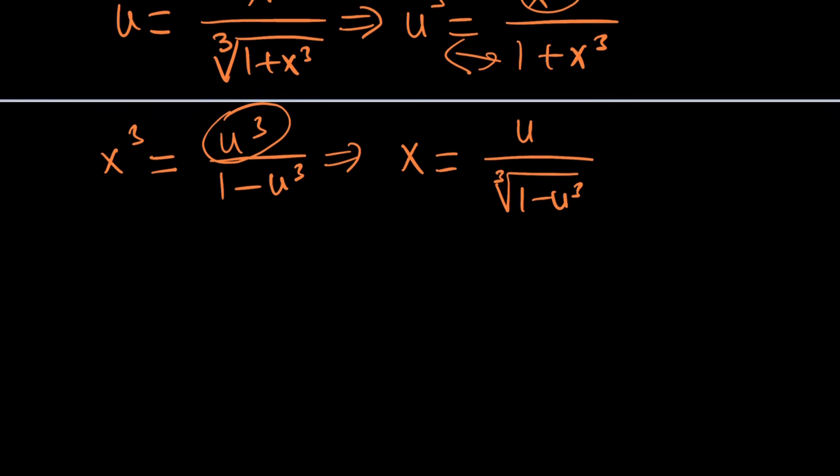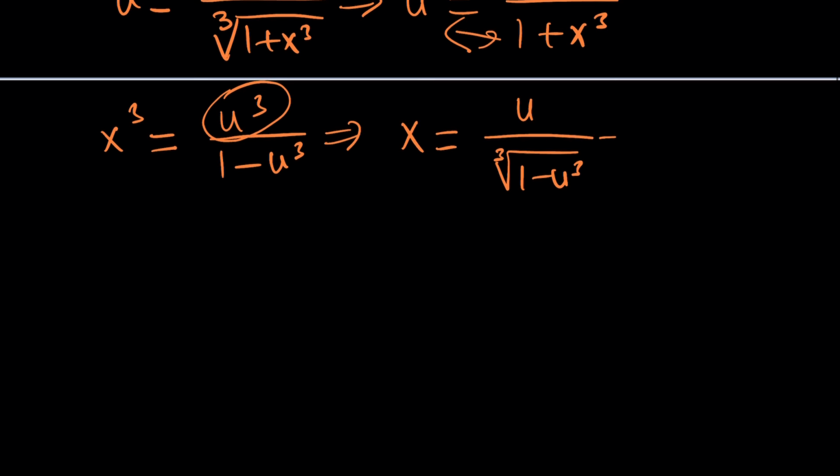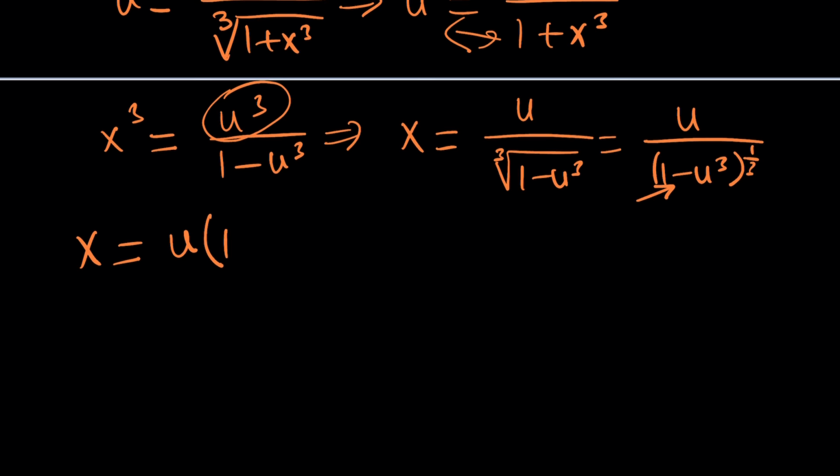Hopefully you're following. Now, I'm going to write the denominator as 1 minus u cubed to the power 1/3, because the cube root means something to the power 1/3. This is going to be helpful for me to write x in terms of u. And since this is in the denominator, let's use a negative exponent, because what I'm about to do is differentiate both sides to find dx. And of course, you have to include the du.